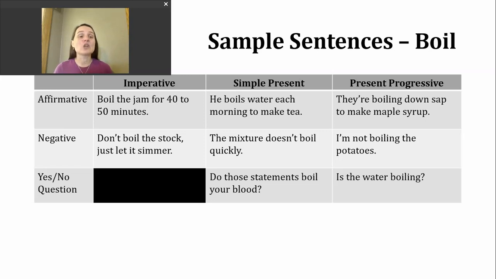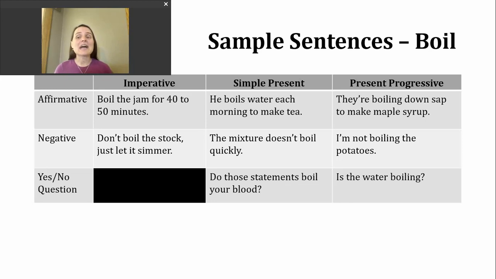Next, let's look at present progressive. We use this verb tense to talk about an activity that is in progress or something that is happening right now. To make this verb tense, we need two parts. We're going to have our present form of be, so that's am, is, or are, and then the ing form of the verb. Let's look at an affirmative sentence.